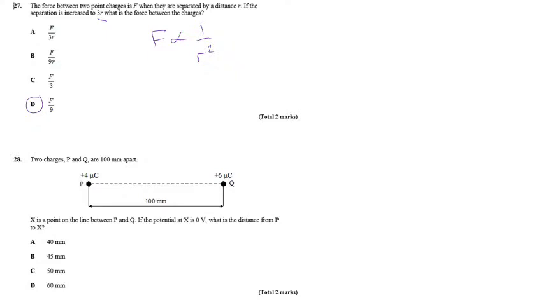In question 28, it tells us that there's a point on this line where the potential is 0 volts. That means the potential from P and the potential from Q must be equal and opposite to one another. It wants us to find the distance from P, so we'll call this distance R, and we're going to use V equals Q over 4 pi epsilon naught R, which is the formula for potential. What we can do is just equate the potential from P and the potential from Q.